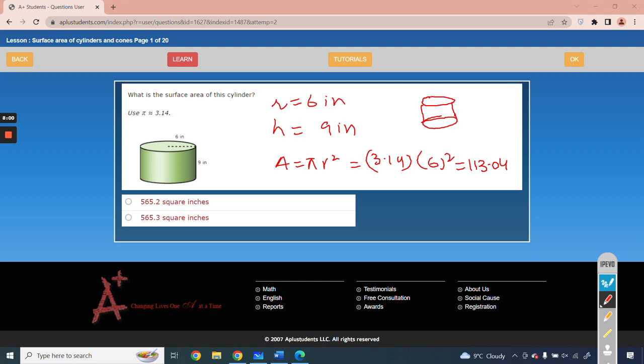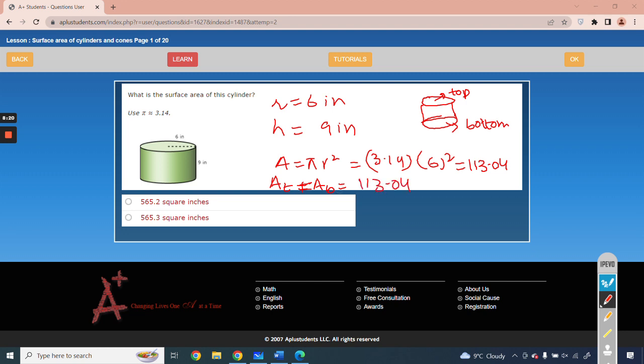Because on the top and bottom, they both are circular portions. This is the top and this is the bottom, so the bottom one has the same area also. That means the area of top and area of bottom are exactly the same. That would be 113.04.